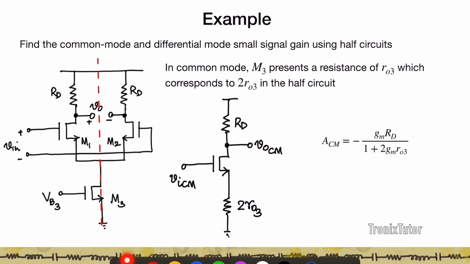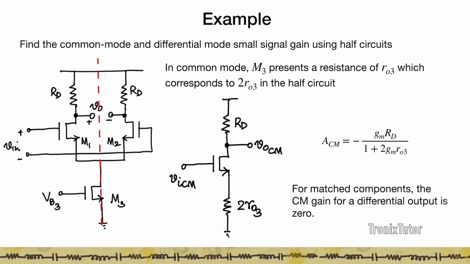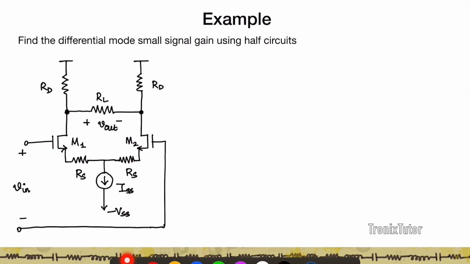And again, when I talk about common mode gain, I'm looking at the gain from this common gate terminal to one of the output terminals, right? And if I actually talk about the differential output, then obviously in this case, if I assume all components to be matched, the differential output is going to have a common mode gain of 0. Let's look at another circuit.